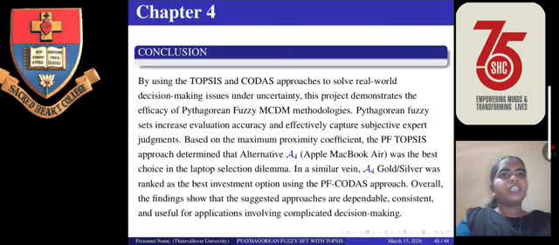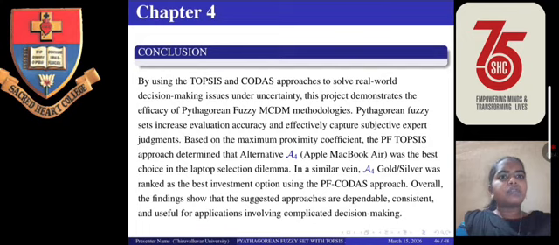Conclusion. By using the TOPSIS and CODAS approaches to solve real-world decision-making issues under uncertainty, this project demonstrates the efficiency of Pythagorean fuzzy MCDM methodologies. Pythagorean fuzzy sets increase evaluation accuracy and effectively capture subjective expert judgments based on the maximum proximity coefficient.